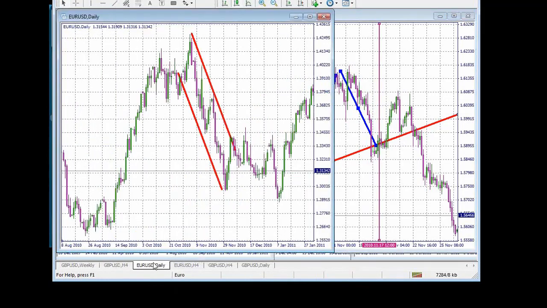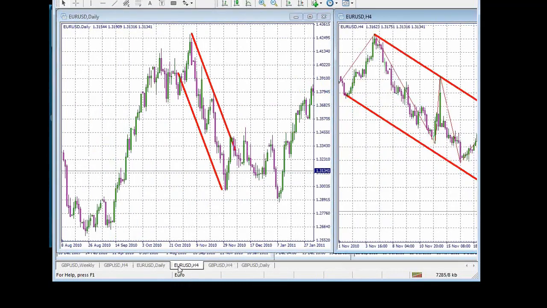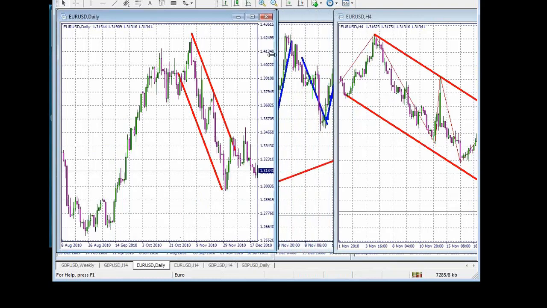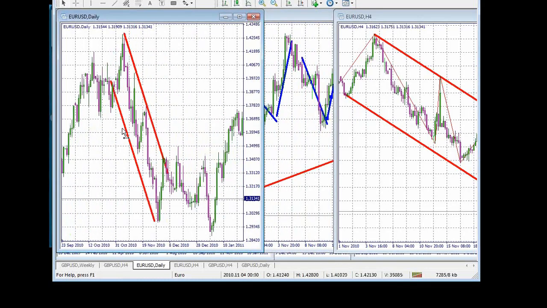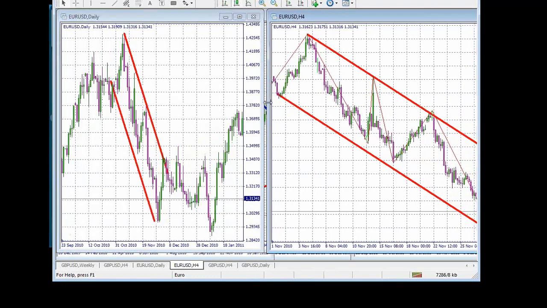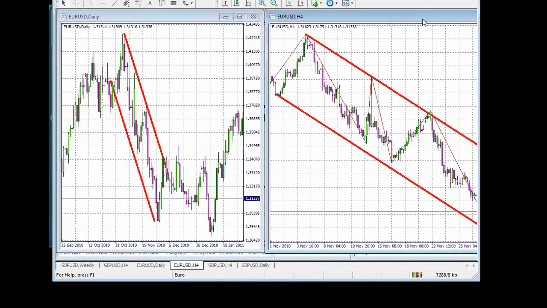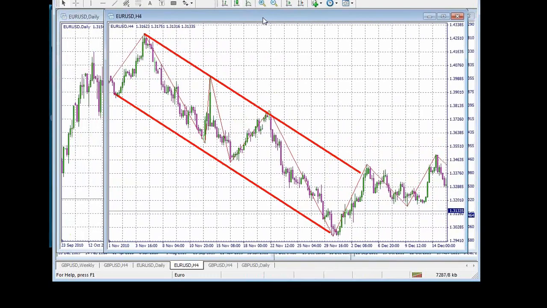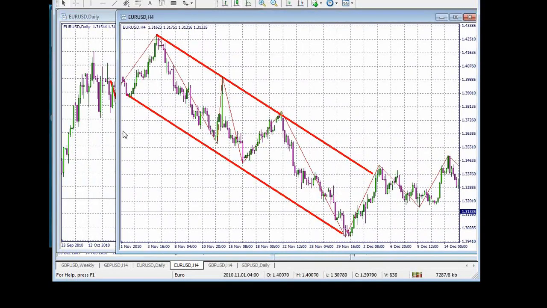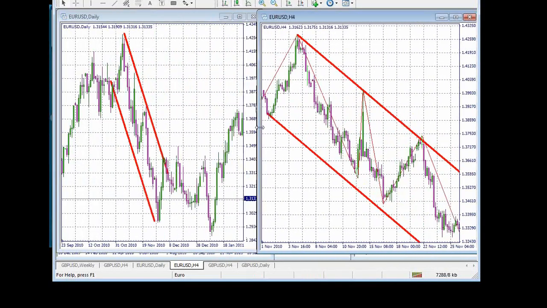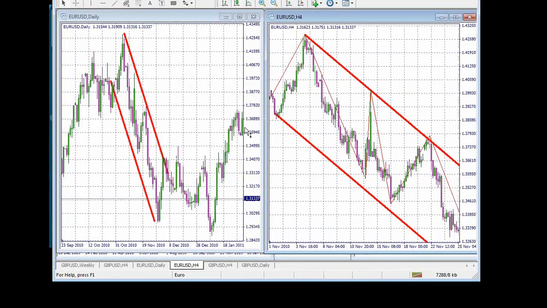Now let's go for euro dollar. I have one example for a downtrend cycle, but I have to arrange my chart. Actually, this is not the monitor where I'm working. So we have euro dollar on daily.